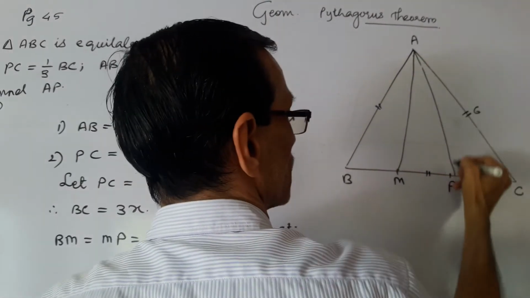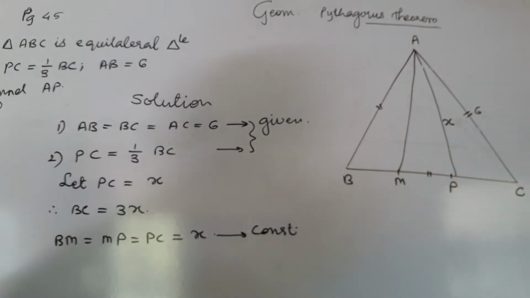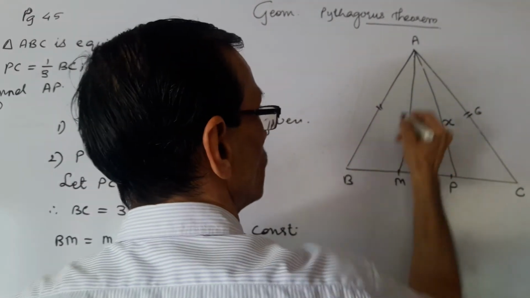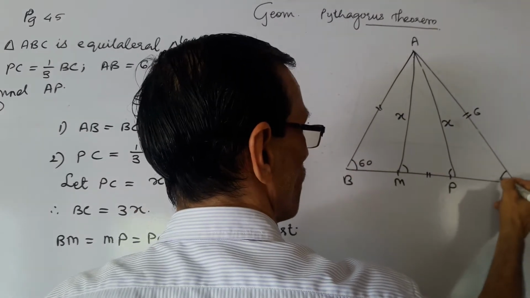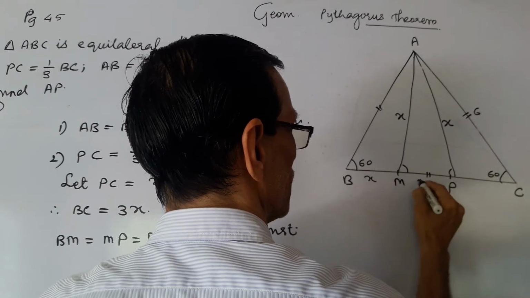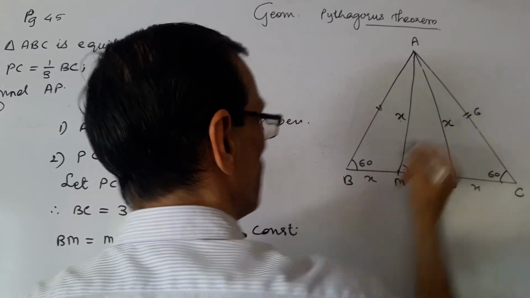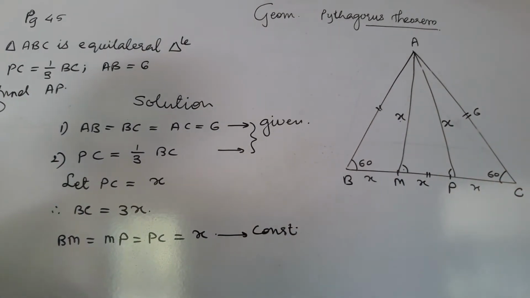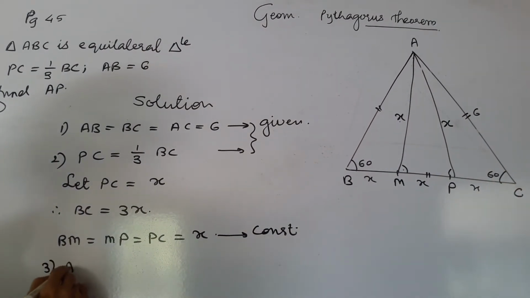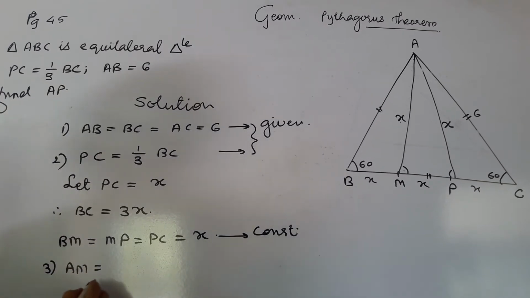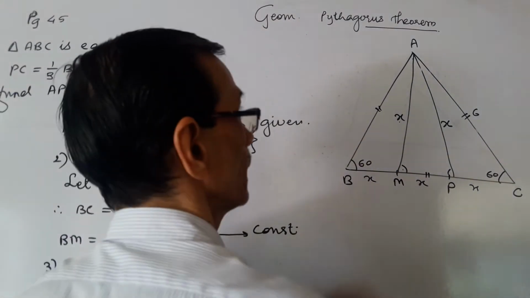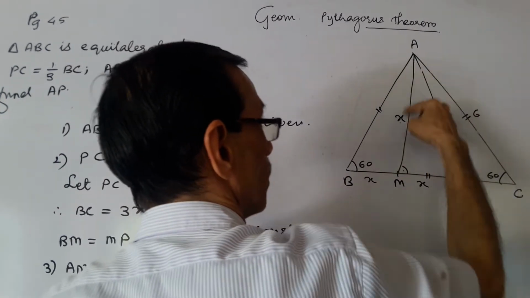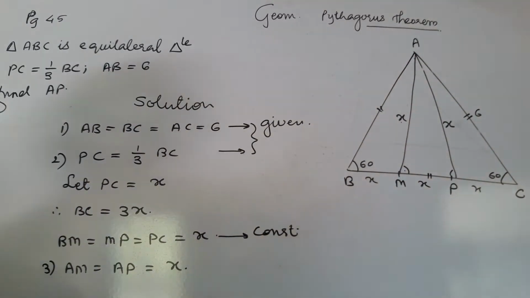Now let us take this as X. We have to find X. If this is X, then this will also be X, because we know that these angles will be equal. Since these are 60 degree, and that equal distance here, this also will be equal. So you'll find that AM equal to AP equal to X, suppose.